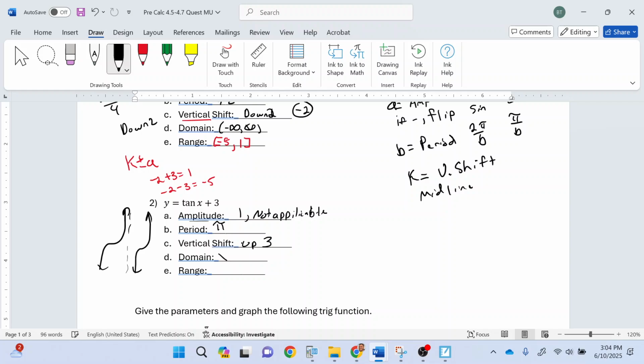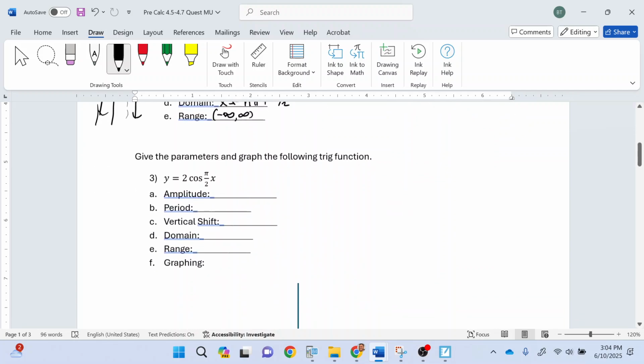My domain, in this case, my x cannot equal every asymptote that occurs. Every asymptote happens at every pi over 2, so it's going to be n pi plus pi over 2. Because it happens at pi over 2, it happens at negative pi over 2, it happens at negative 3 pi over 2, it happens at positive 3 pi over 2. So it's every n, with n representing any whole number, 1, 2, 3, 4, 5, pi plus pi over 2. My range in this case reaches from the bottom to the top, so negative infinity to infinity.